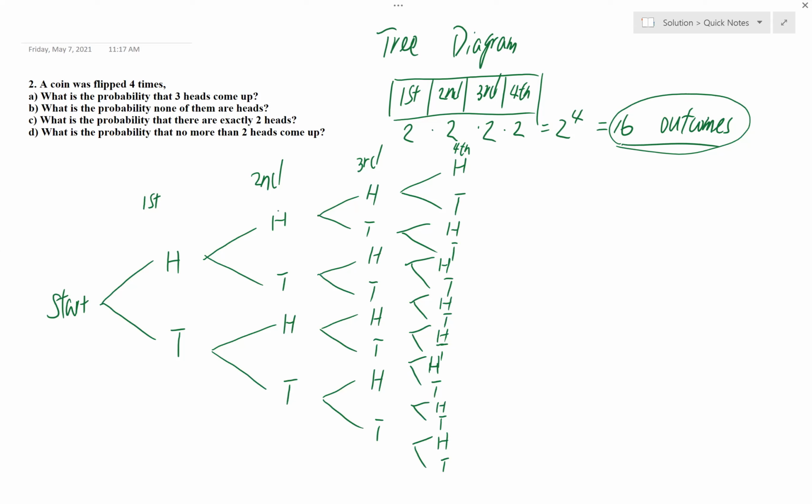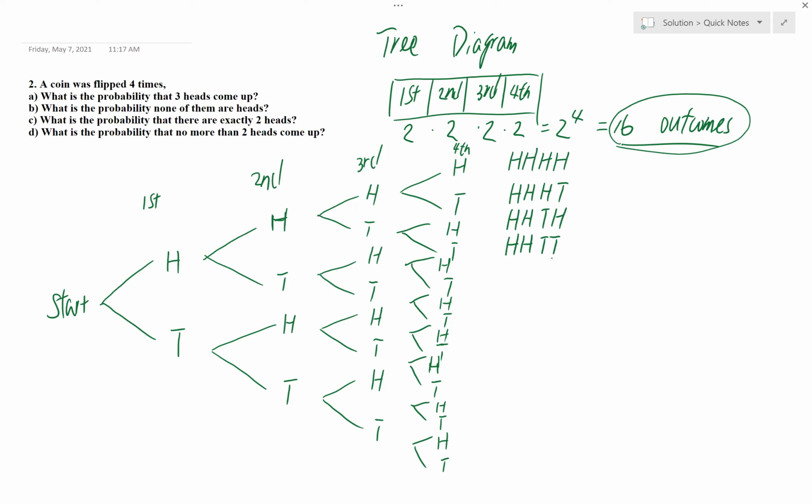So the first outcome will be all heads, right? 4 heads. Second outcome is head, head, head, tail: 3 heads in a row and 1 tail. Third outcome, head, head, tail, head. Fourth outcome is head, head, tail, tail. So this is a quarter of them, right? We've completed a quarter of them.